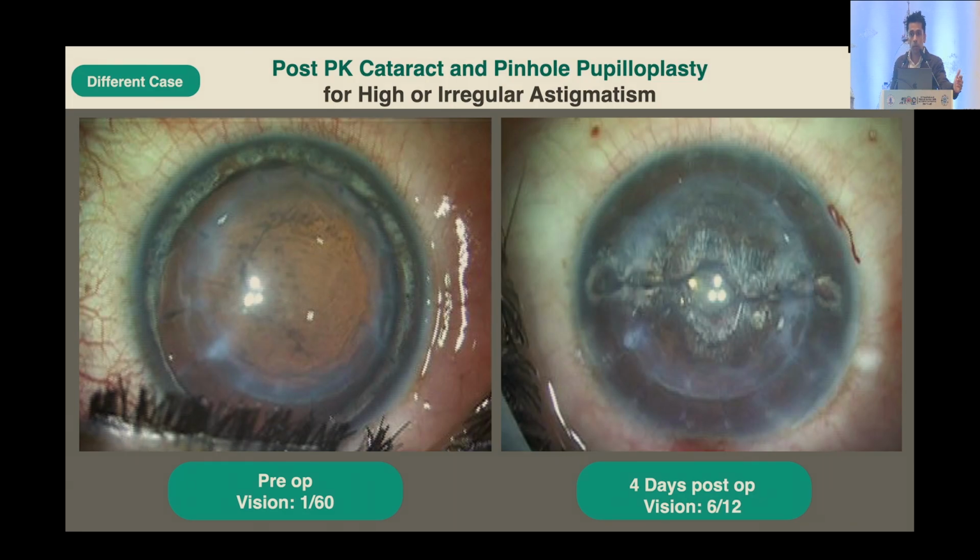Here you have a post-PK patient where the ideal choice, which most of us, 99% of us, will make is to do another PK on this. I mean, take this out and do a new PK. But don't, just do a PPP. You'll be perfectly fine giving them a 6/12 vision, which you'll anyway get with just doing a PK as well.